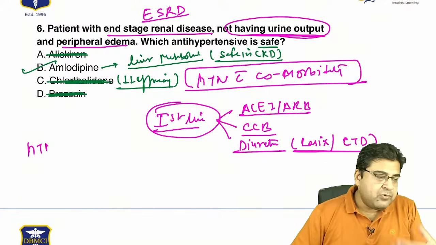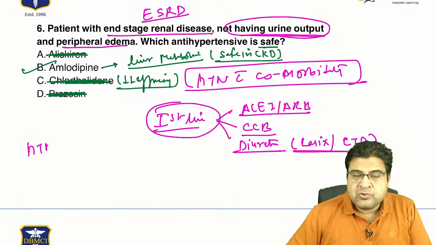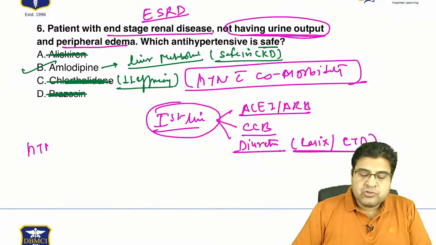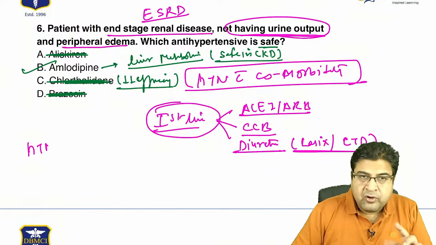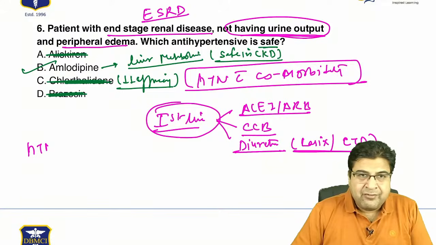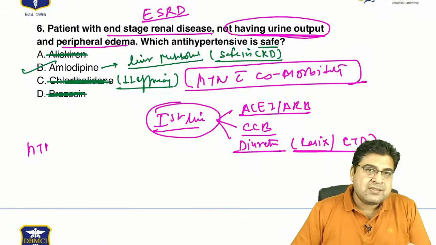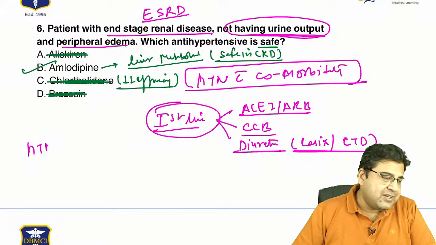Right? So in this way, you have to approach the question where they have asked you hypertension with comorbidity. So in hypertension with comorbidity, first of all, rule out the medicines which are not first line drugs. Then accordingly, you choose the answer which is most suitable according to the first line medicines.